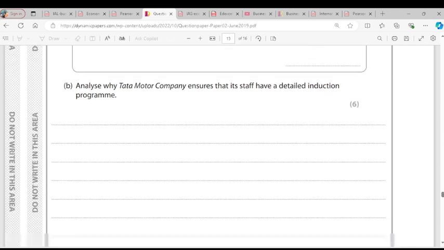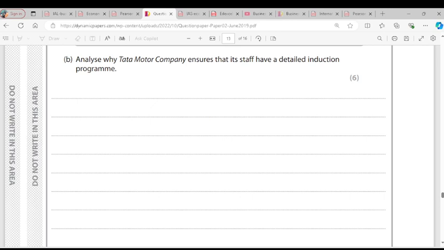Are you there? It says, analyze why Tata Motor Company ensures that its staff have a detailed induction program. When we talk about induction, it is training that employers use to introduce new employees into the organization. It lets them know maybe there's new technology, new systems, new structure, new operations. So we call it induction training. That is what you use to introduce employees into the organization.